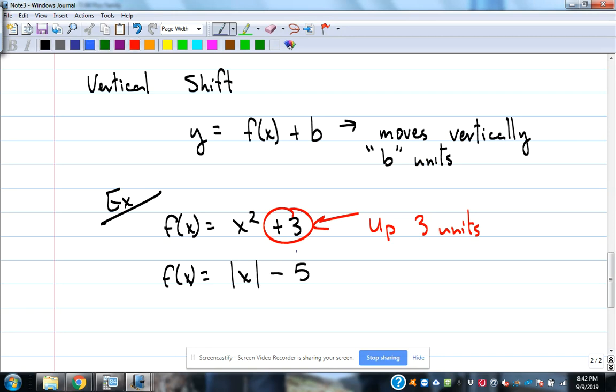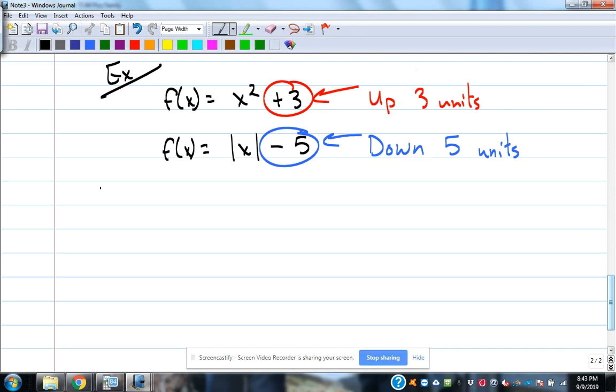That minus 5 is going to shift the absolute value graph down 5 units. A vertical shift is going to be on the outside. Vertical shifts are on the outside. If you add, it's up. If you subtract, it's down. That's the way it always goes. Vertical shifts: adding on the outside is up. Subtracting on the outside is down.